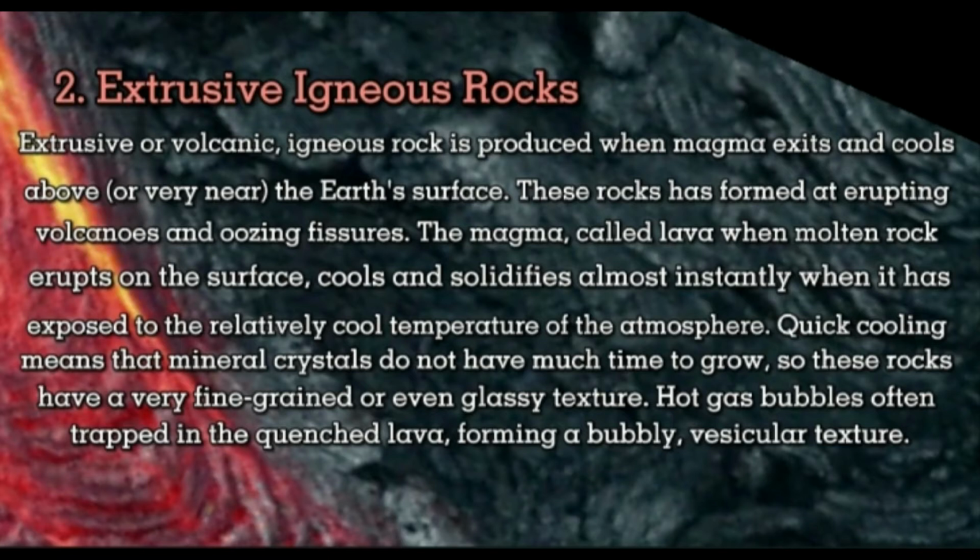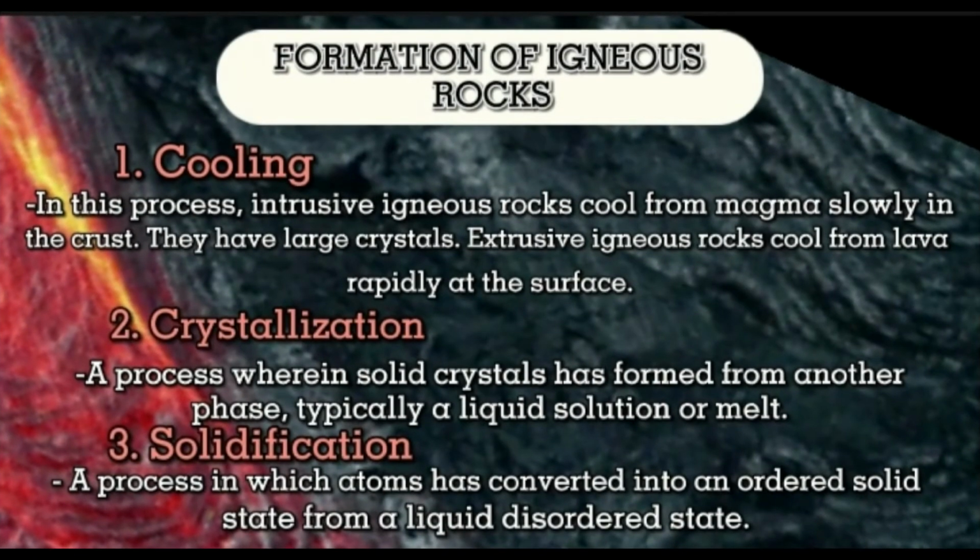Quick cooling means that mineral crystals do not have much time to grow, so these rocks have a very fine-grained or even glassy texture. Hot gas bubbles often get trapped in the quenched lava, forming a bubbly, vesicular texture. Formation of igneous rocks. Cooling. In this process, intrusive igneous rocks cool from magma slowly in the crust. They have large crystals. Extrusive igneous rocks cool from lava rapidly at the surface.